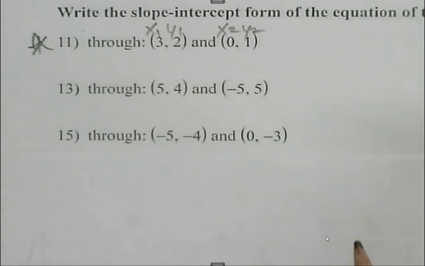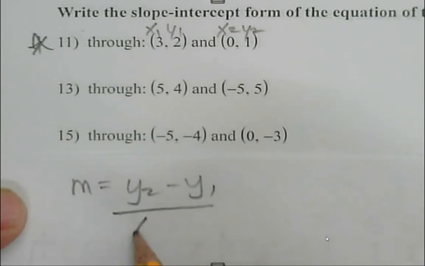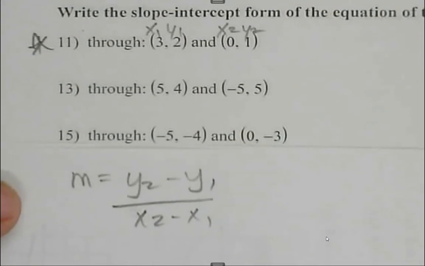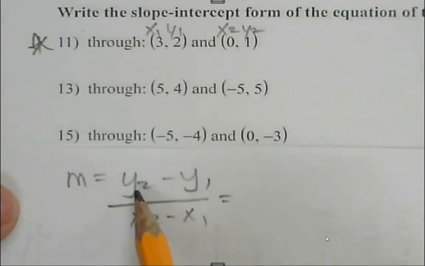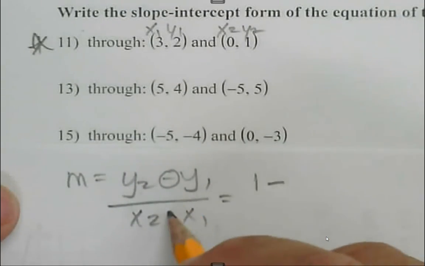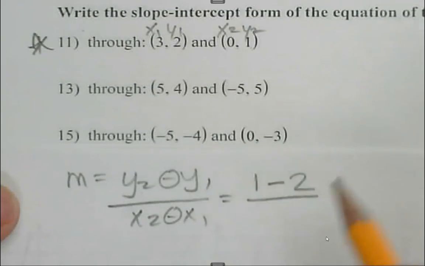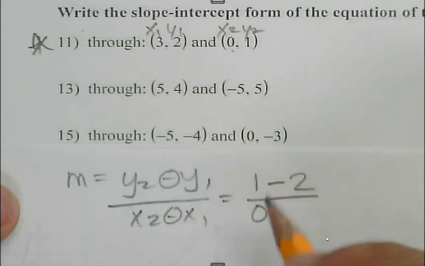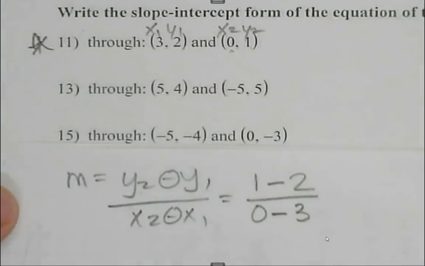And I'm going to do my formula for finding slope from 2 points, which again is m equals y2 minus y1 over x2 minus x1, my change in y over my change in x. We keep using those terms over and over and over, hopefully, so that you're getting them. Y2, again, I've already got labeled up here as 1. Subtract, remember these are part of the formula. 1 subtract 2 over 0, which is my x2 value, minus 3, which is my x1 value.